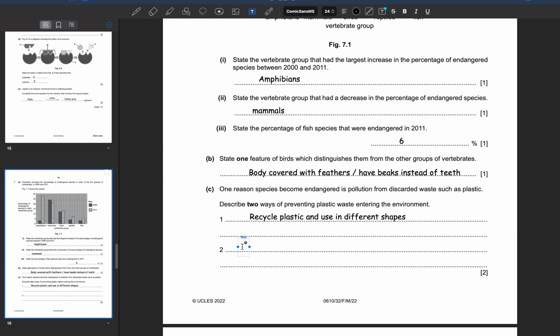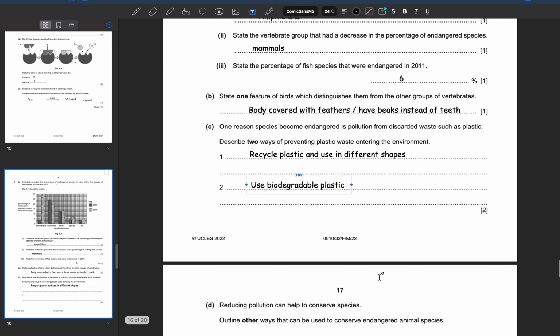and I can write also reuse the plastic. I can write use biodegradable plastic, which is plastic that will not be accumulated for many years. So I can use biodegradable plastic. So the two ways to prevent plastic waste entering the environment, I can write recycle plastic and use biodegradable plastic.